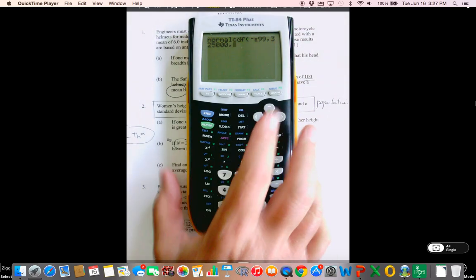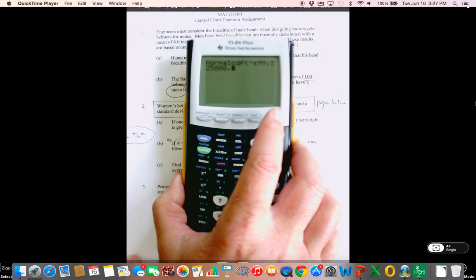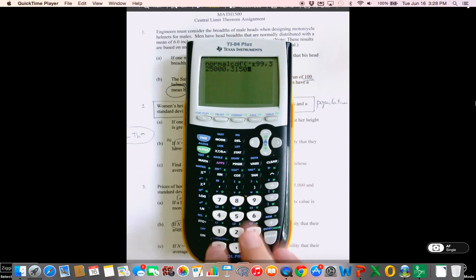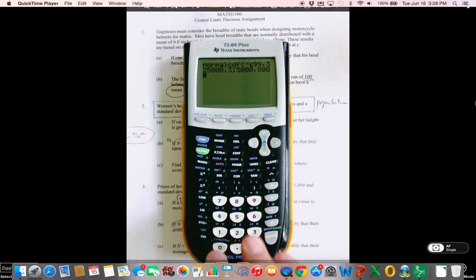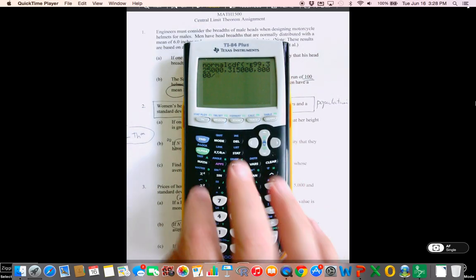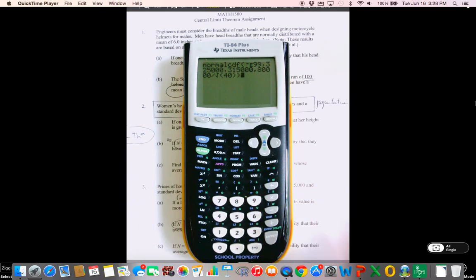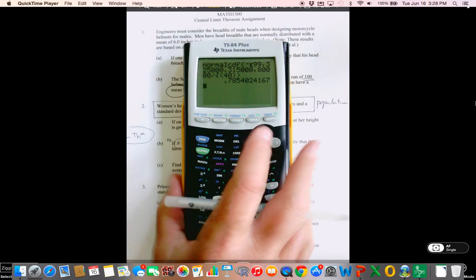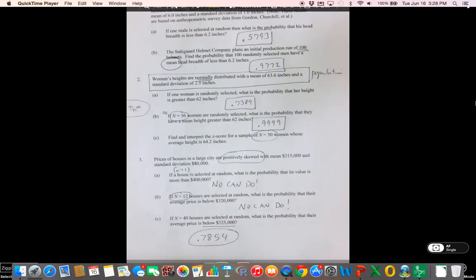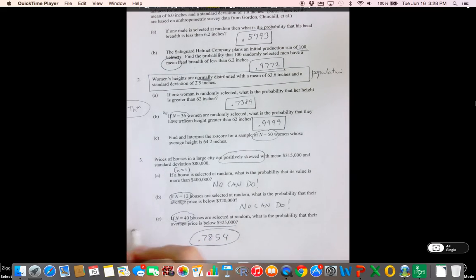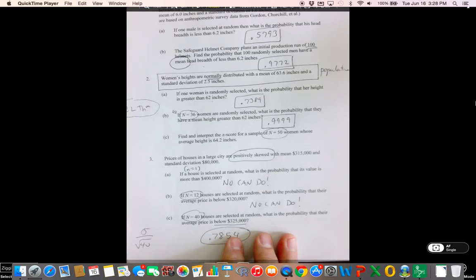Now we get into the parameters of the problem. We get into the mean and standard deviation. Mean is 315,000. Standard deviation is 80,000. But because we're doing 40 houses, we have to divide by the square root of 40. So our answer is 0.7854. So guys, the trick there, divide by the square root of the sample size.